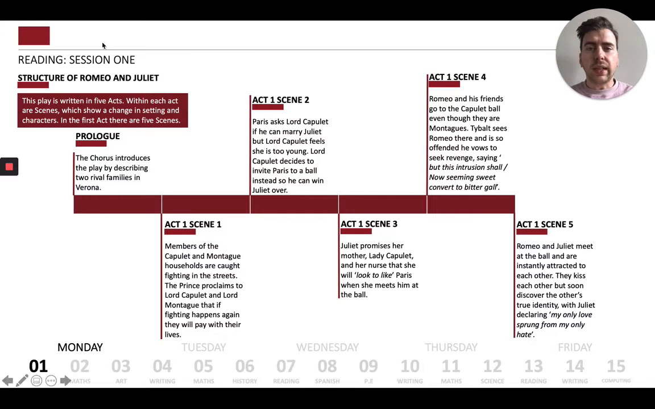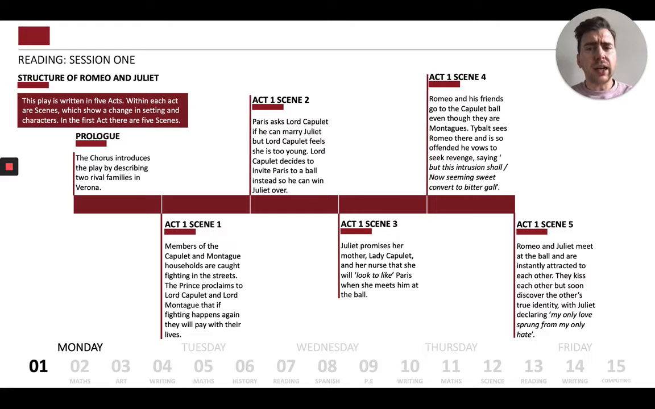Let's have a look at the actual structure now of the first act. It begins with a prologue. And a prologue is a really helpful thing for the audience to just be introduced to the story. And in this prologue, it's a chorus, a group of people who would sing it. Now, I'm not going to sing it, and you don't need to either, but if you would see this performed on the stage, you would see a group of people perhaps singing it. And this chorus, they introduced the play by describing these two rival families who live in Verona. And we've got the Capulets and the Montagues.